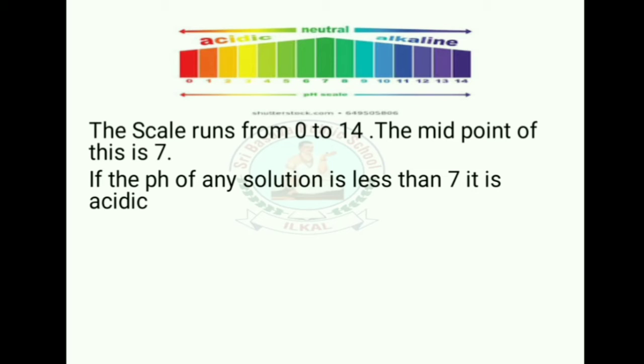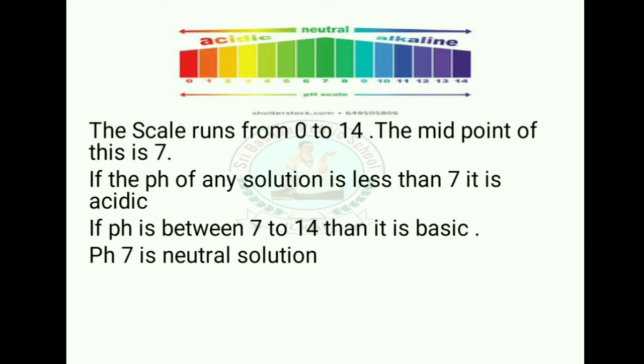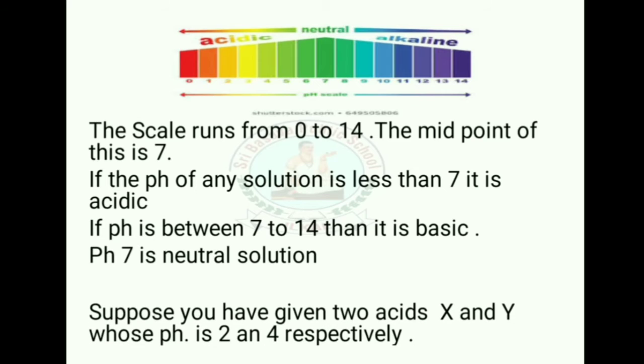If the pH of any solution is less than 7, remember, it is acidic. If the pH is above 7, between 7 and 14, then it is called basic. And if the pH value of the solution is 7, then the solution is neutral in nature. It is neither acidic nor basic.